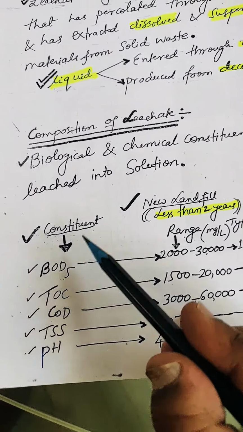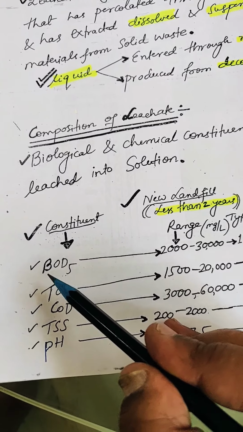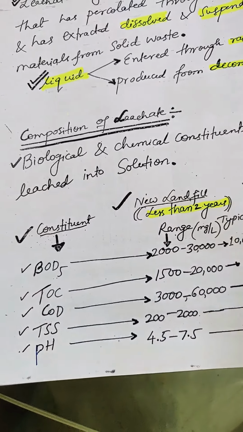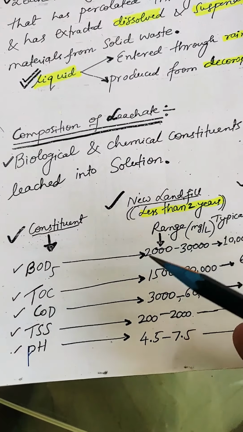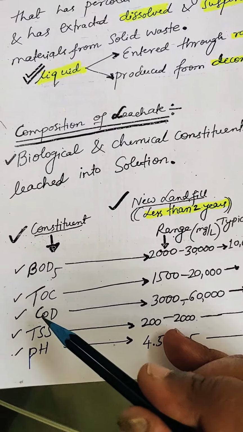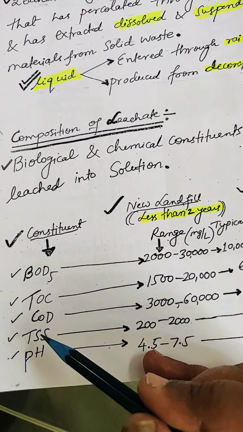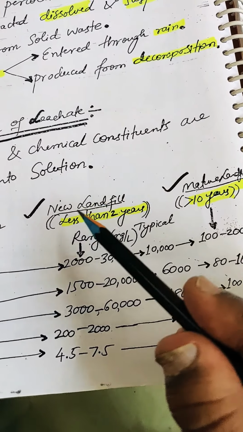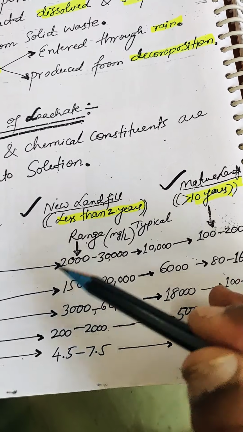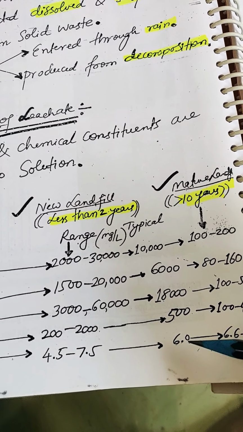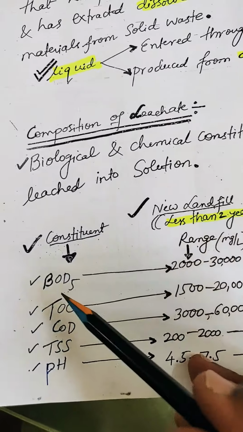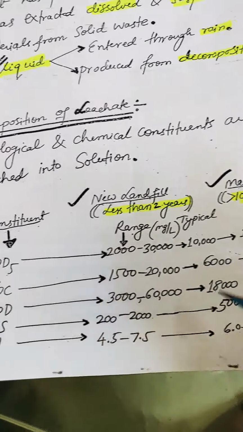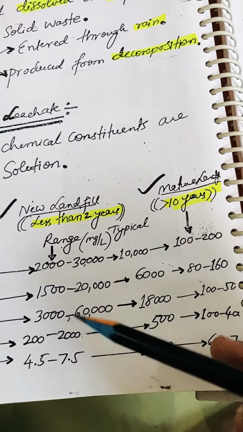So composition of leachate is, let's say, the biological and chemical constituents of leachate. Constituents like BOD, biological oxygen demand or biochemical oxygen demand, total organic carbon, then chemical oxygen demand, total suspended solids and pH. Usually this is for a new landfill. These are the typical ranges we have given. So 2000 to 30,000 is BOD5. This should be very less. It is too high. So we have to reduce it as much as possible.